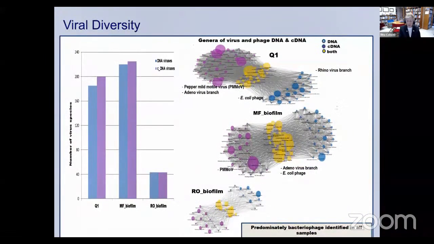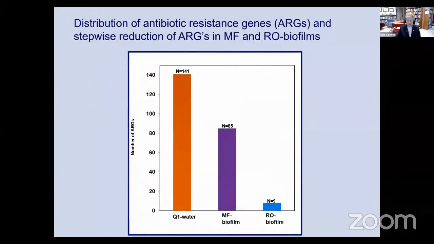Similarly, we can show the viruses are removed. In the Q1 water, there are human viruses and even viruses of agricultural interest. For example, a pepper virus that attacks pepper plants, but not humans. And then once it's gone through treatment, the only viruses we pick up are the bacterial viruses, which do not affect humans. And similarly, the concern was about antibiotic resistance.